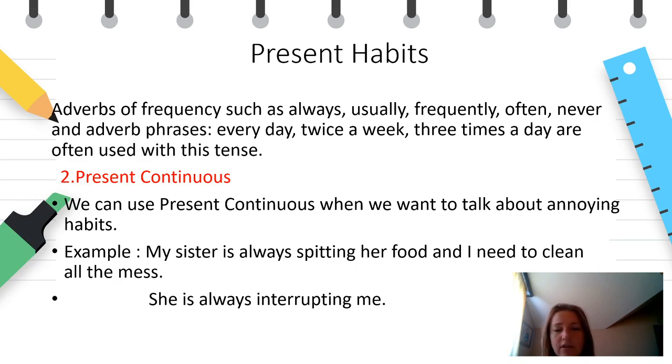Another structure used for present habits is present continuous. We use present continuous when we want to talk about annoying habits. Example, my sister is always spitting her food and I need to clean all the mess. Or she's always interrupting me.